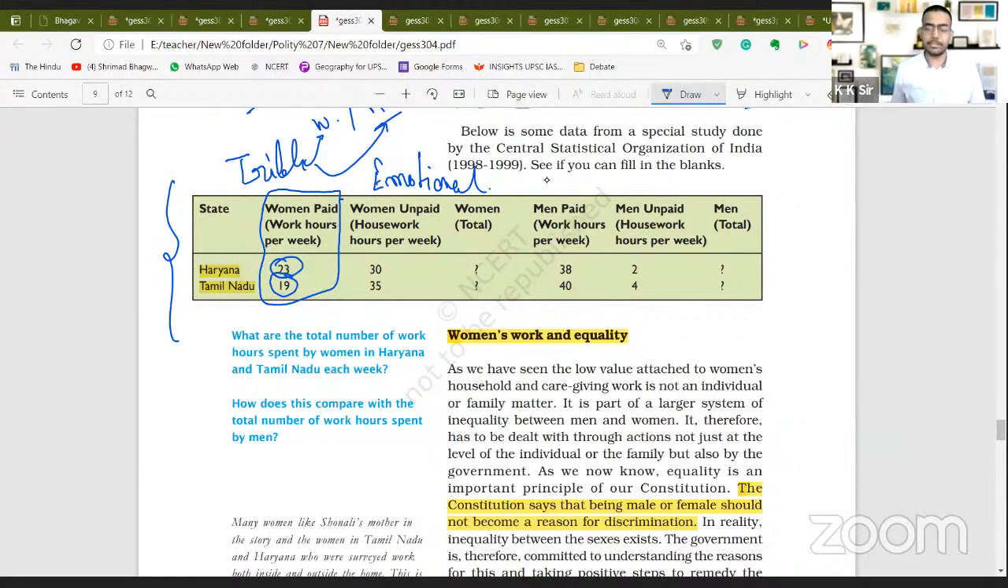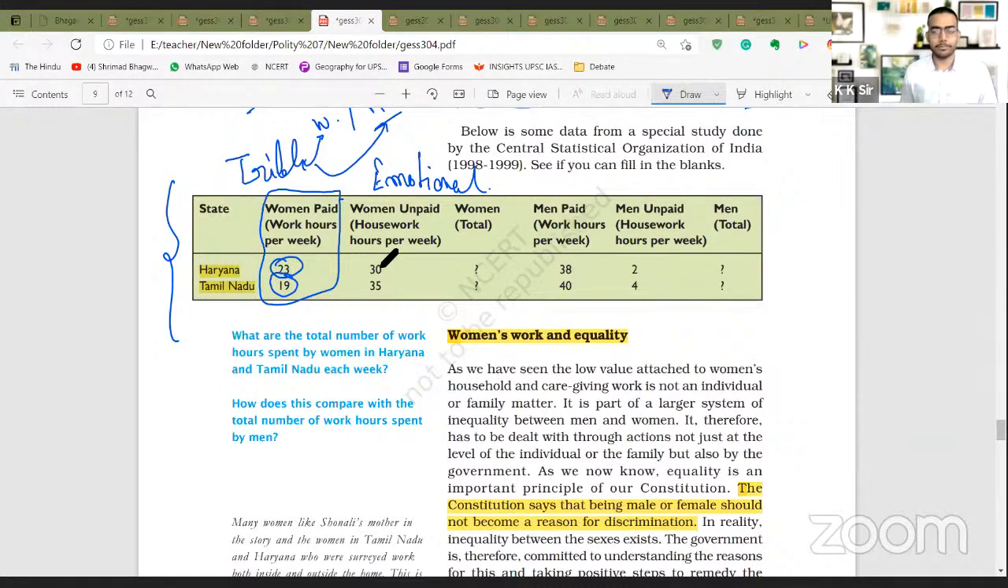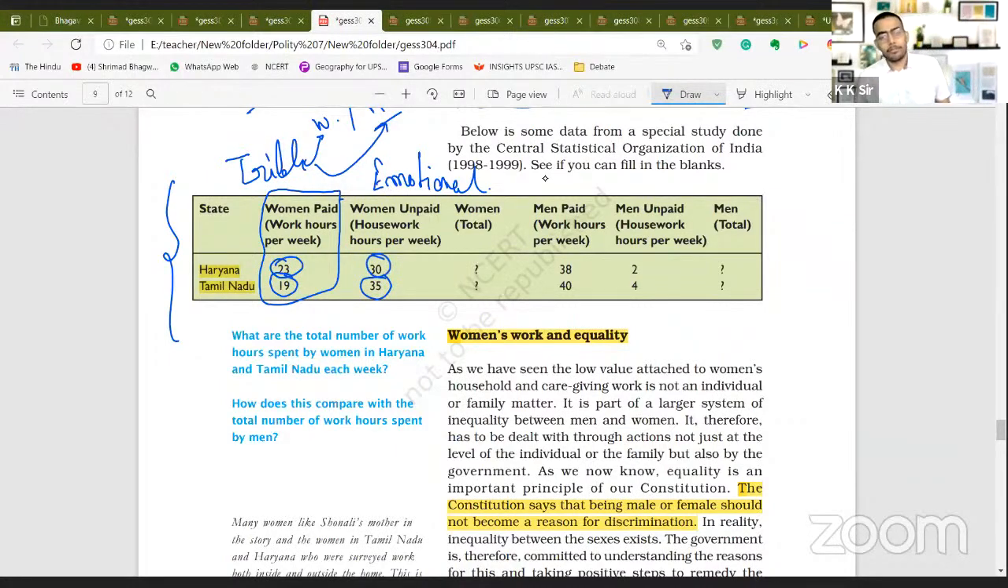Anybody want to explain this? हरियाणा में क्यों औरतें ज्यादा काम कर रही हैं और तमिलनाडु में कम, स्पेशली पेड वर्क, और अनपेड वर्क में भी उल्टा है. तमिलनाडु में they are doing much more unpaid work than Haryana. Anybody try to come up with some explanation?